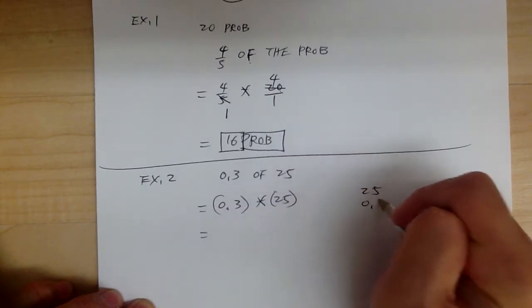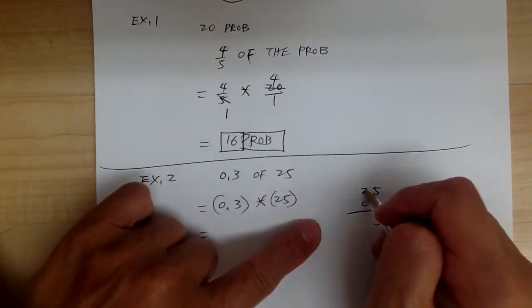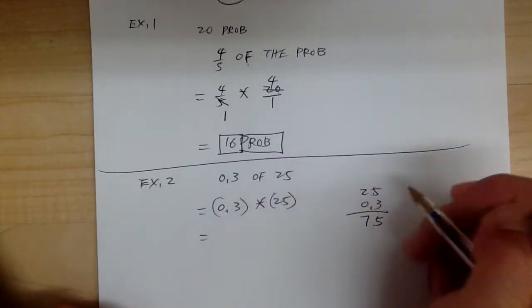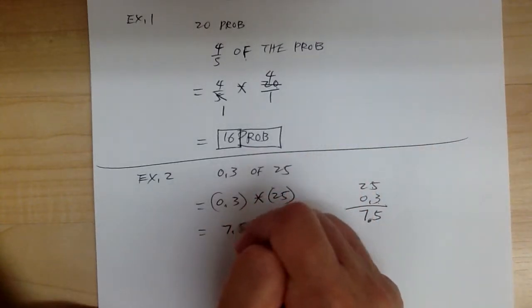So 25 times 0.3. So 3 times 5 is 15. Carry 1. 3 times 2 is 6, plus 1, 7. And there's one decimal place, so over here. And so your answer would be equal to 7.5.